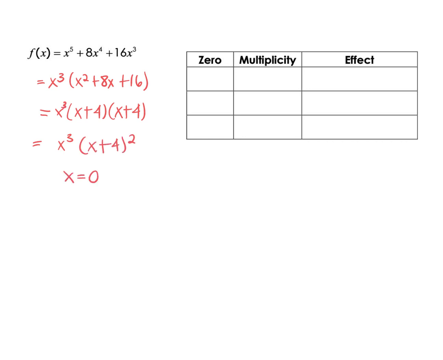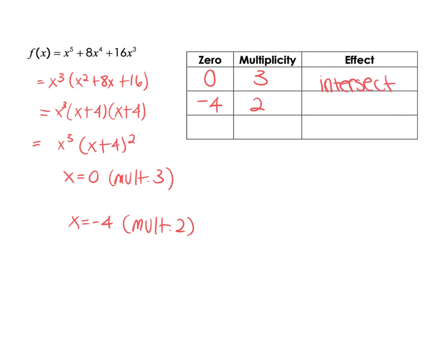So x equals 0 or x equals -4, but the 0 has a multiplicity of 3, the -4 has a multiplicity of 2. So then we just add these in. We have 0 and -4, the multiplicity is 3, the multiplicity here is 2. So because the multiplicity is 3, even though it's greater than 1, it's going to intersect. And then because -4 has an even multiplicity, it's going to be tangent.